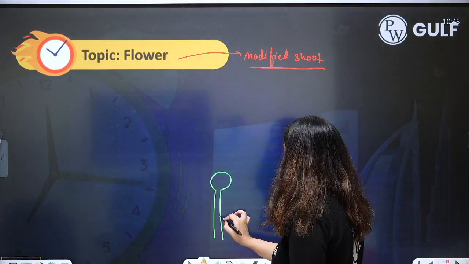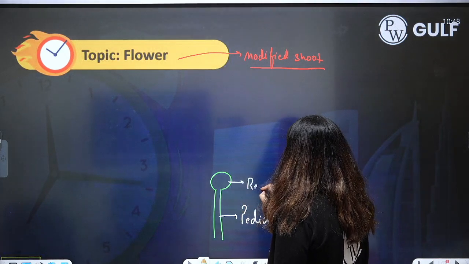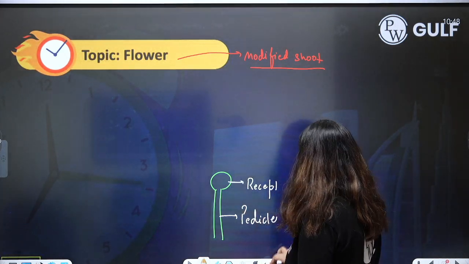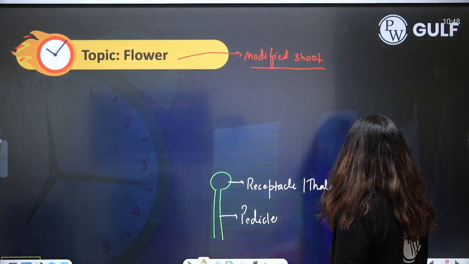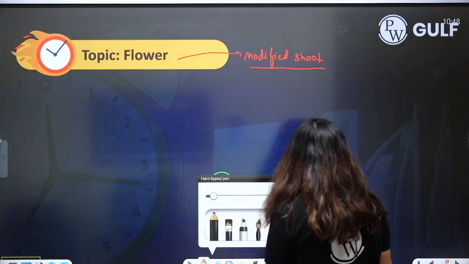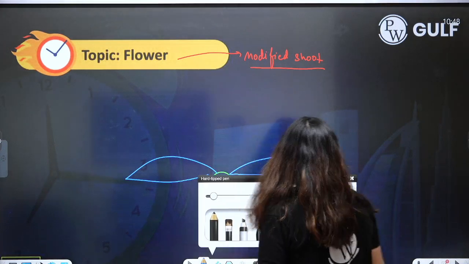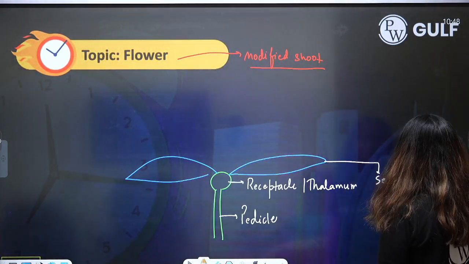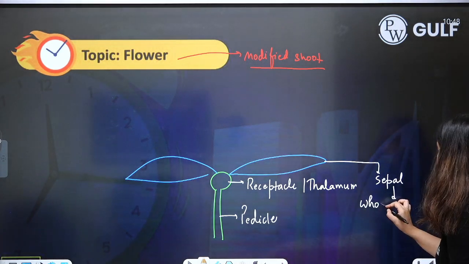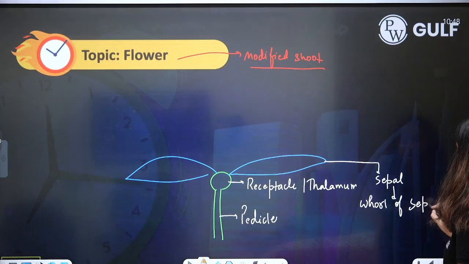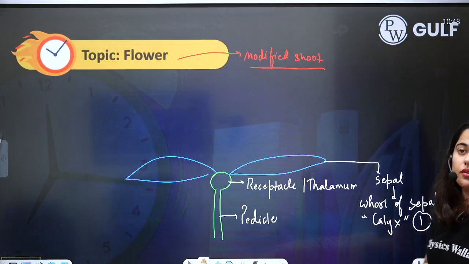This is the stalk of flower known as pedicel. This is the swollen part of pedicel known as receptacle or thalamus, right? And above it, the four layers of flower are born. This is known as sepal, and the whorl of sepals is known as calyx. It is the outermost layer.